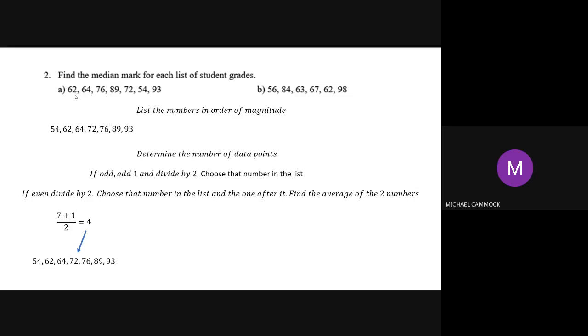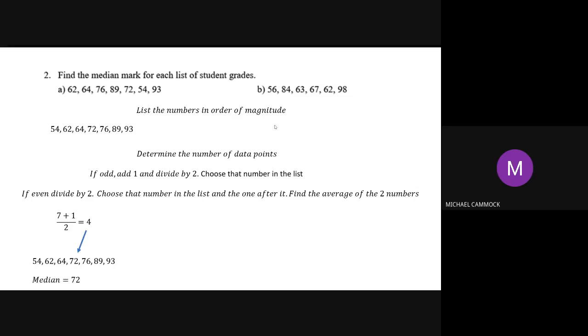If I tried to get the 4th number from the original set of data, I'd say 1, 2, 3, 4. I think the answer was 89. And that's why I have to put them in order first, so I know the 4th largest number. And that's what it is. It's 72. So the answer is that the median is 72.